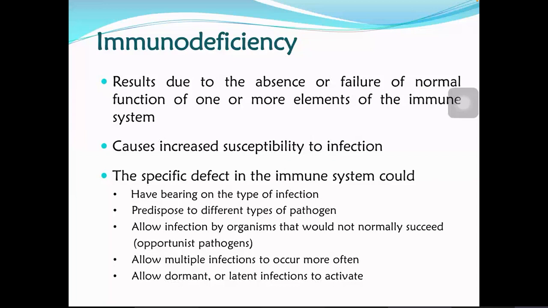Depending on the specific defect of the immune system, it will have a bearing on the type of infection that patients may get. It will also predispose to different types of pathogens. So the type of infection might be a viral infection, or a more tendency to get bacterial infections. If you are thinking about pathogens, you might see intracellular pathogens, extracellular pathogens, and so on and so forth.